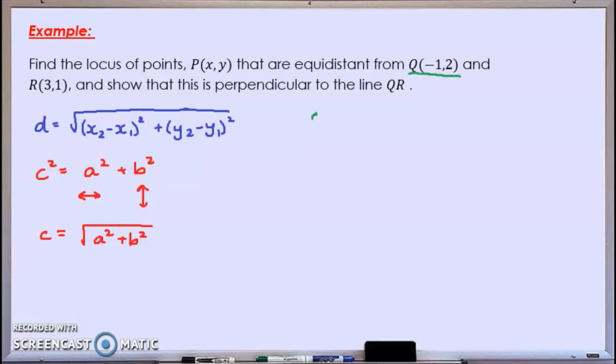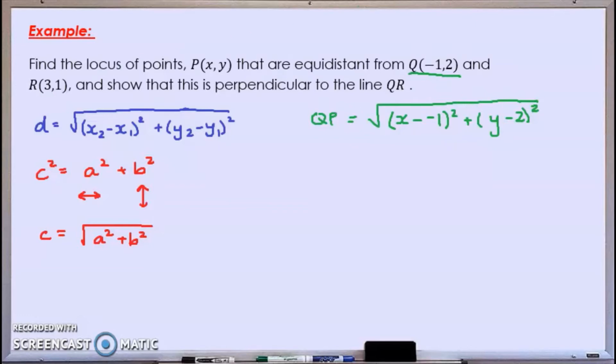Now my distance from Q to P will be the square root of my P point, which is going to be x minus, and then my Q point, so therefore -1, squared, and the difference between the y's, which will be y minus 2, all squared. So from my point P to Q, that is the distance of my line.